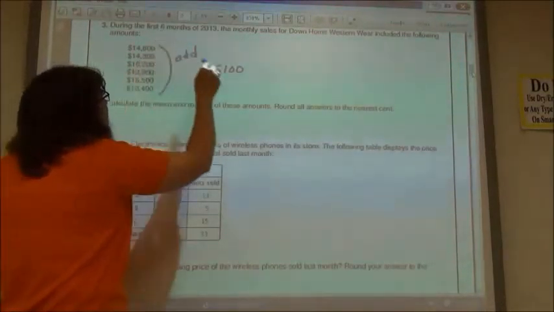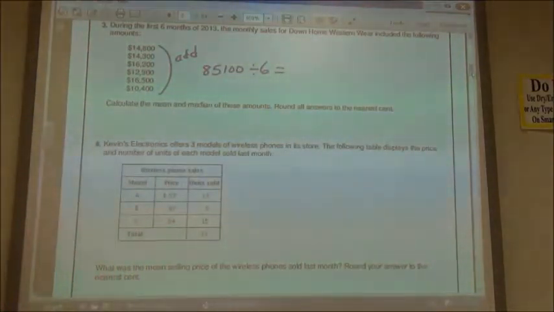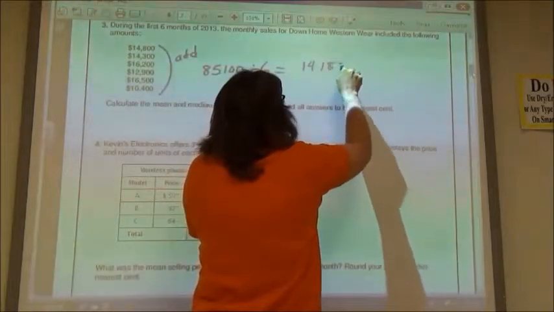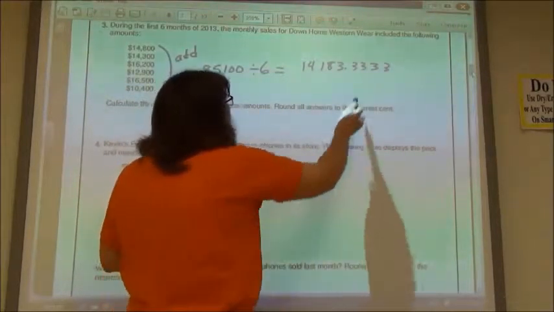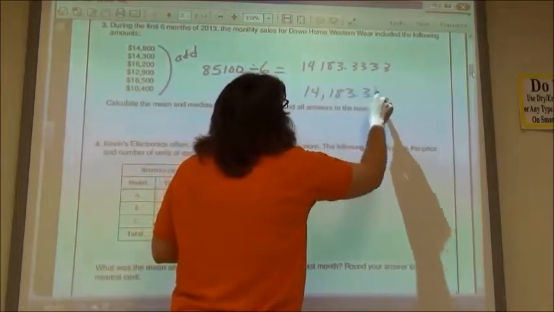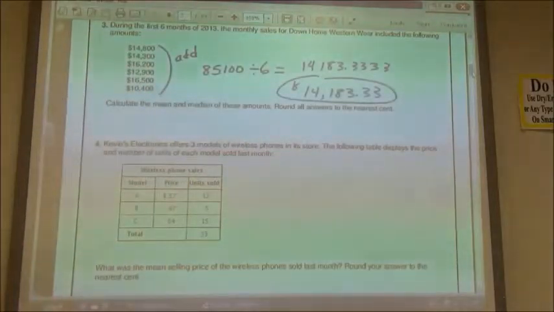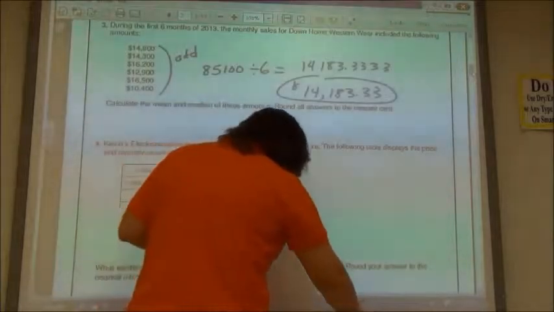Added all those together, we have 6 numbers, so we're going to divide it up by the 6 months in order to find our average. And so we have 14,183.333333 again. So if I have 0.333, I'm rounding it off to 33 cents. So $14,183.33. If I'm going to find the median, I want the middle number.